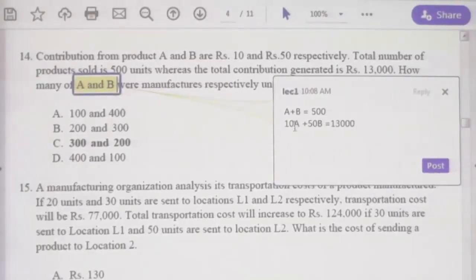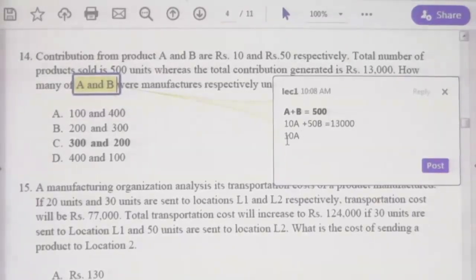You know, here 10A, here A, here 50B, here B. Therefore, you need to eliminate A or B from these two equations. Therefore, first equation need to be multiplied by 10 or first equation need to be multiplied by 50 to have equal A or equal B. Let's take first equation multiplied by 10. I am going to multiply this first equation by 10, right? Now, what happened?